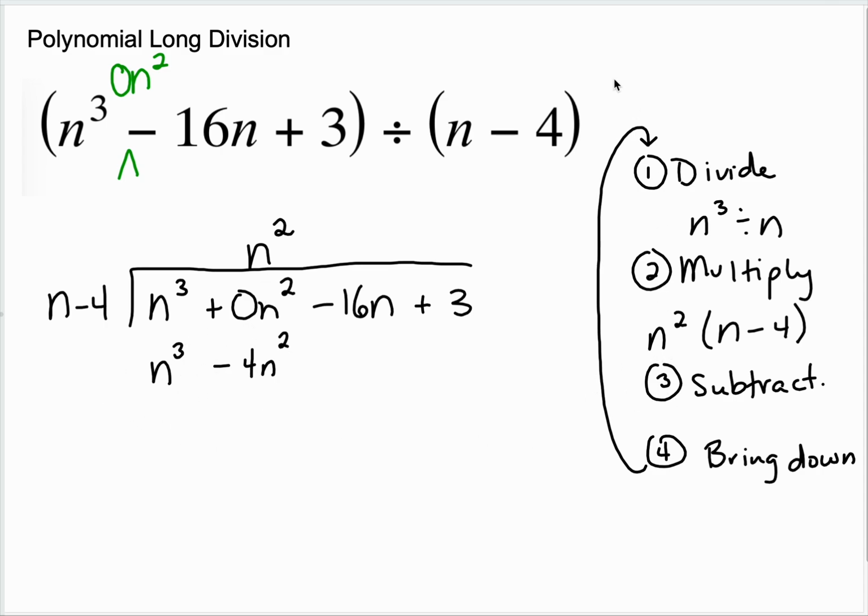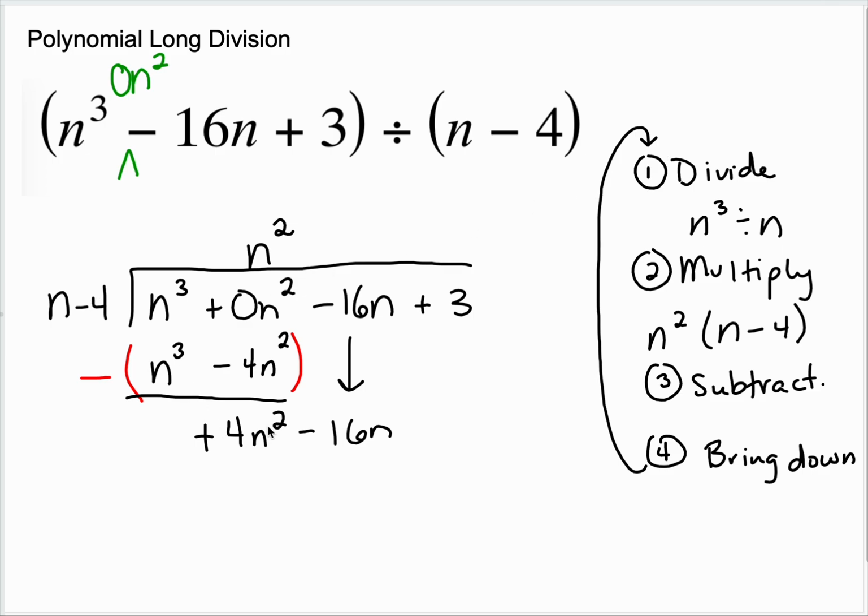Everything's lined up, so now I'm going to go ahead and subtract. I'm going to be pretty careful here, because when I'm subtracting, I'm actually subtracting both terms of this binomial. So n to the third minus n to the third is 0, or gone, so I'm not going to write anything here. But 0n squared minus negative 4n squared is essentially like saying positive 4n squared. So that's going to give me positive 4n squared in this column. Now I'm going to bring down my next term, which is this negative 16n, and then I'm going to go back up to the top and start again.